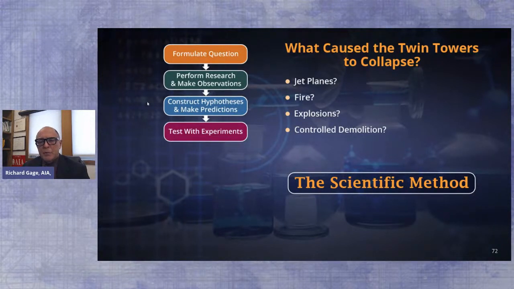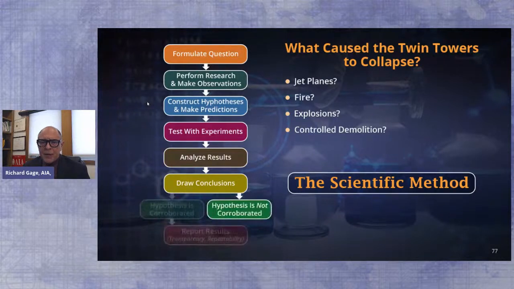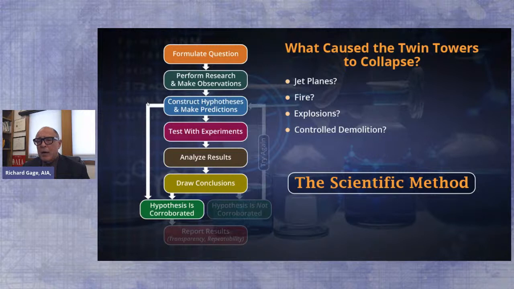We test these hypotheses with experiments after making predictions. We analyze the results. We draw conclusions. If the hypothesis is corroborated, we report the results in an open, transparent manner so all can build on the body of the work that we're doing. If the hypothesis is not corroborated, we go back. We construct a new hypothesis that stands a better chance against the evidence and the data and so forth until we have a hypothesis that is corroborated.